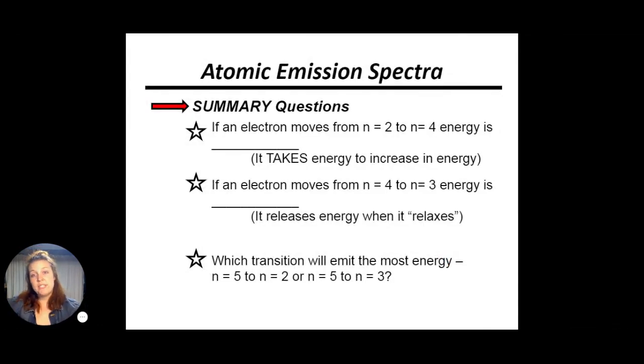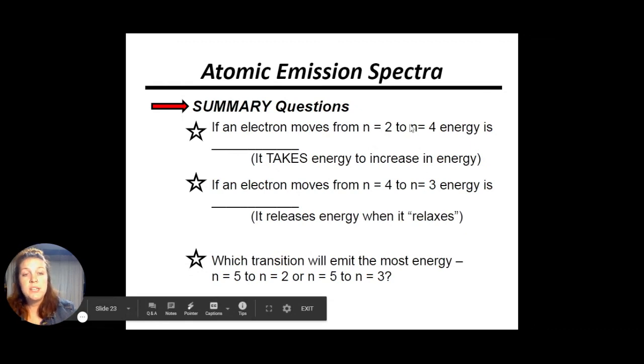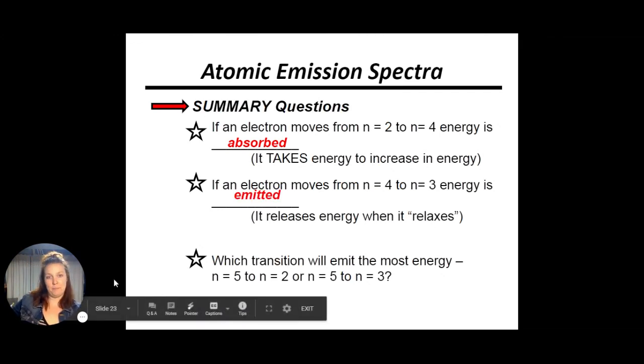So some summary questions. If an electron moves from energy level 2 to energy level 4, energy is absorbed. Remember, in order to go from a lower to a higher energy level, you need to push the electron up, and that requires energy. If an electron moves from energy level 4 to energy level 3, energy is released or emitted, like it's relaxing back to its ground state.